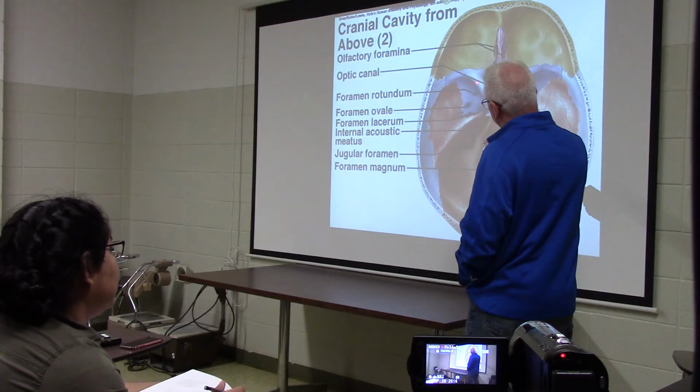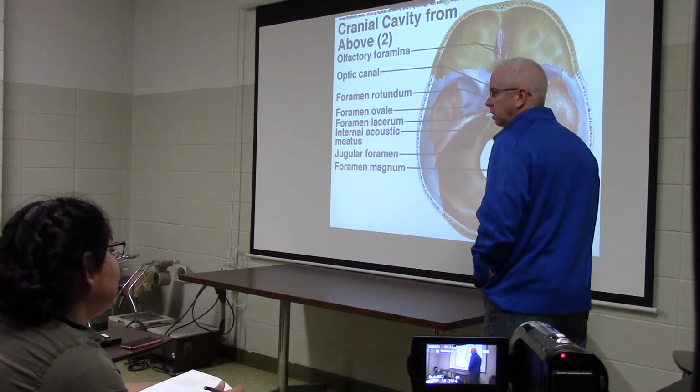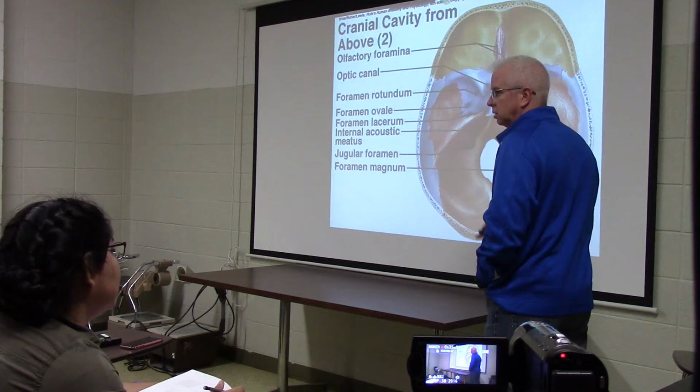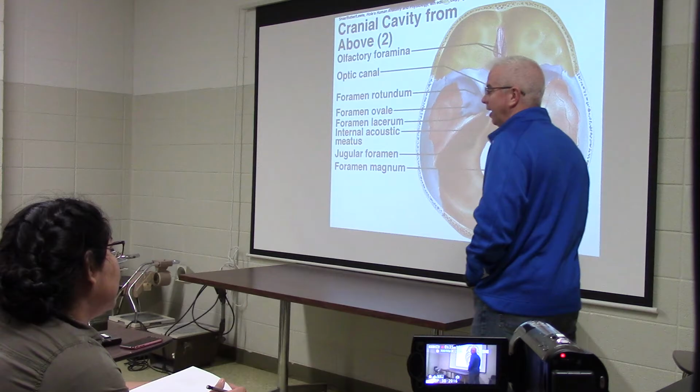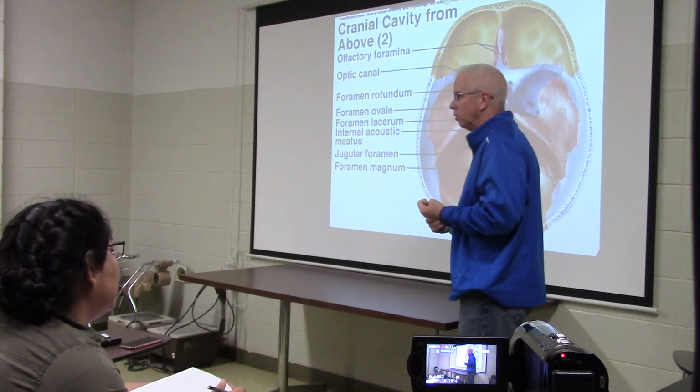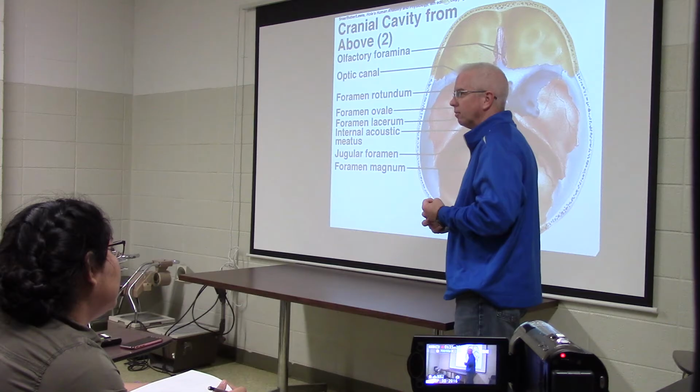Now, inferior to the lesser wing here is a hole that goes into the eyes. There's the optic canal. The superior fissure. Anything important that passes through there? The oculomotor nerve. Okay. So we got the ophthalmic portion of the trigeminal, and give me some more things that pass through there.